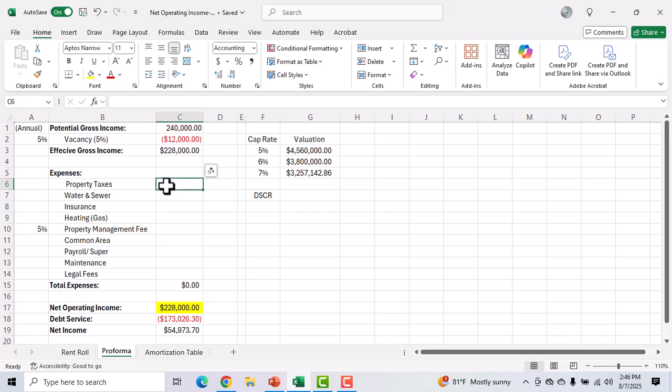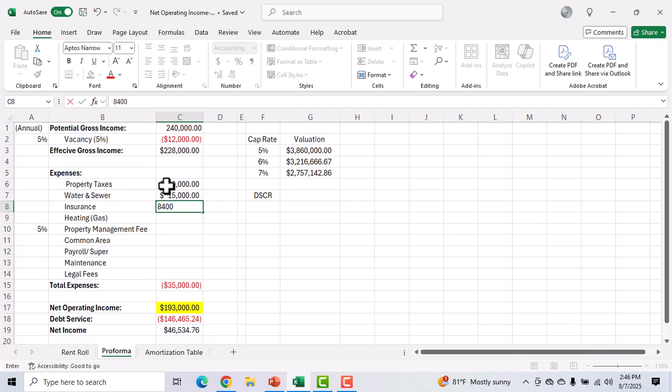What we'll do next is, now that we have our effective gross income, we want to subtract our annual expenses. For this exercise, everything's going to be annualized. So the annual property taxes at the property is going to be $20,000. The water and sewer for this property is going to be $15,000. Now, the bulk of the deals we do is in our New York market, so we're going to use this example and underwrite it based on our experience in the New York market.